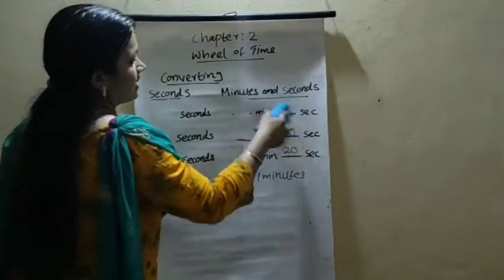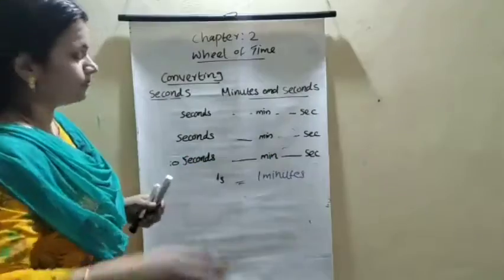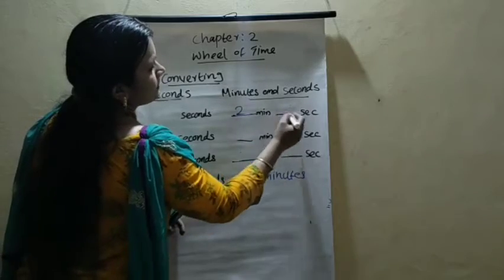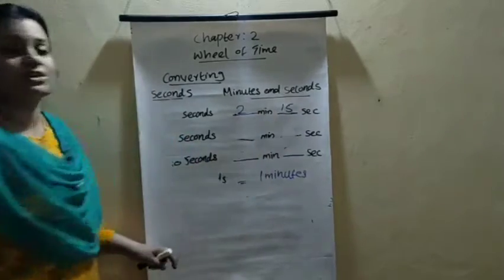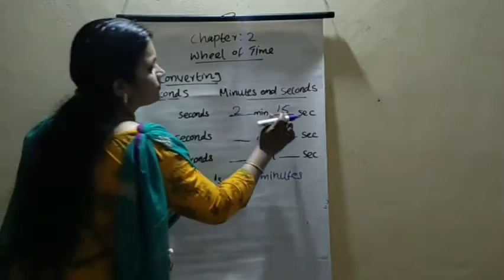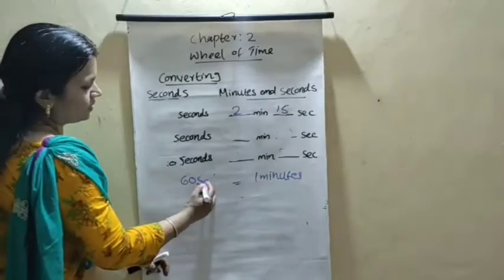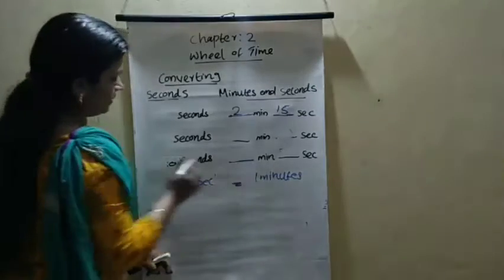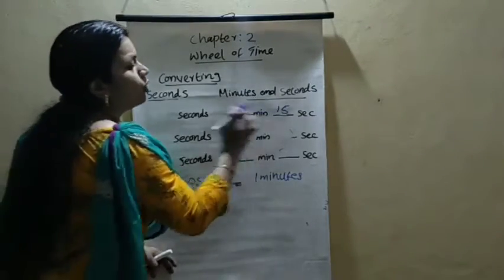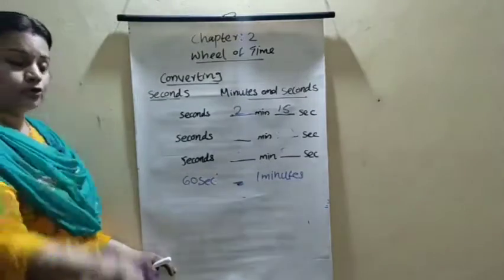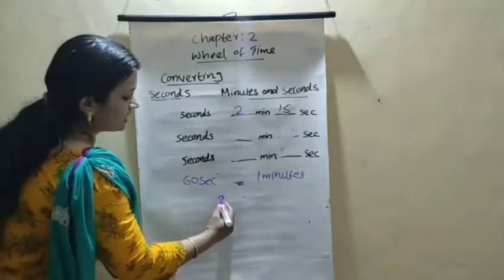Okay, then I will write some numbers here. So, 2 minutes, 15 seconds. The first question is 2 minutes, 15 seconds. We already know that 60 seconds equal to 1 minute. Then what about the 2 minutes? 1 minute equal to 60 seconds. So 2 minutes equal to what?